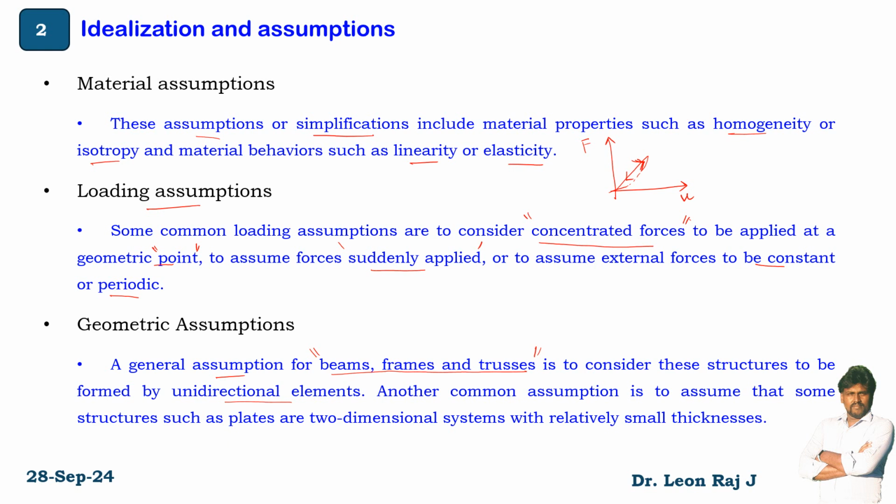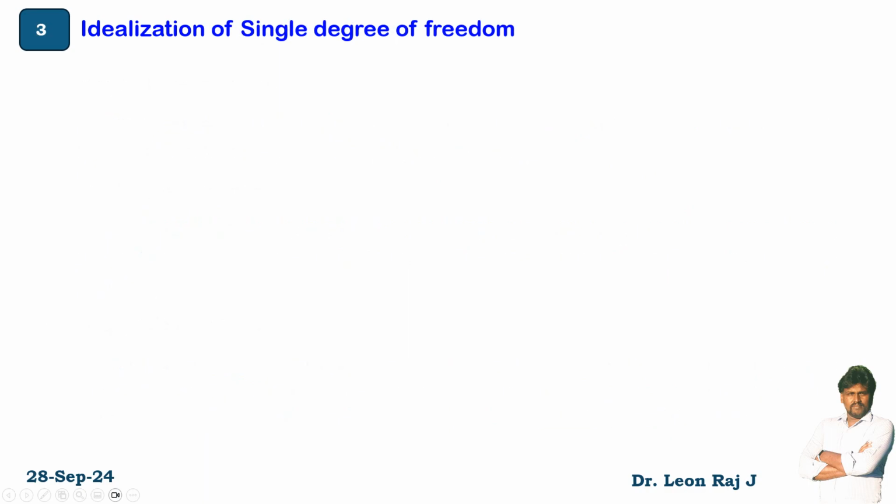Another common assumption is that some structures such as plates are two-dimensional systems with relatively small thickness. So when compared to length and breadth, the thickness of the plate is relatively small. So we consider those slabs as two-dimensional systems. So these are the basic assumptions and idealizations.